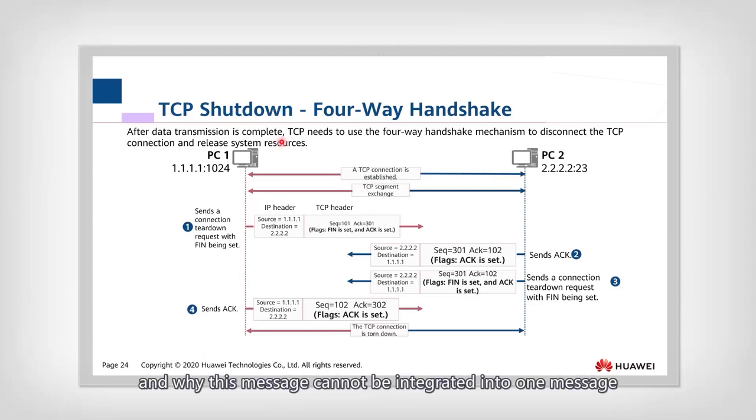And why can't these messages be integrated into one message? That is because after the transmission in this direction finishes, PC2 may still have some data that needs to be transmitted back. So PC2 needs to wait until all the data in this direction has finished transmission, and then it can send the FIN message out. So we need at least 4 messages for TCP shutdown.